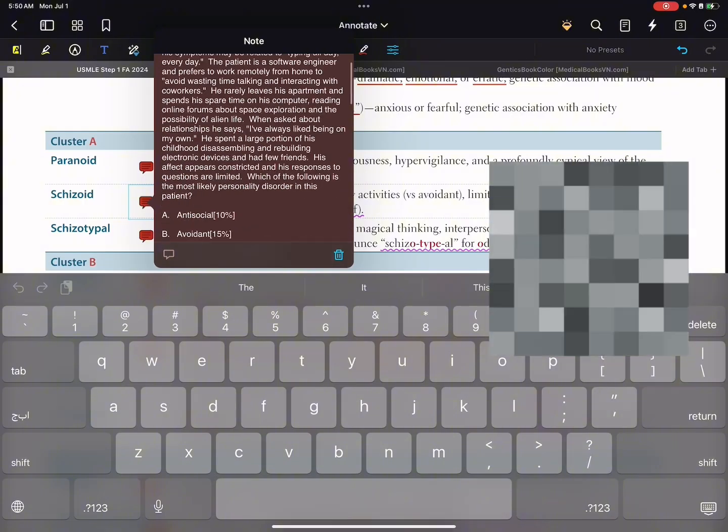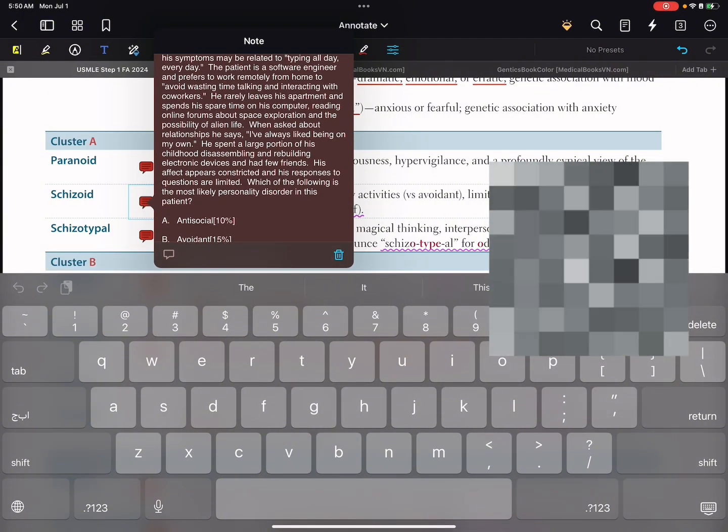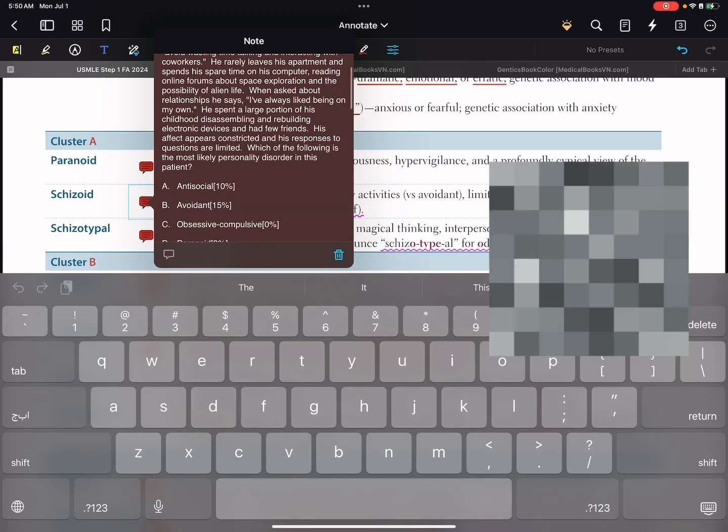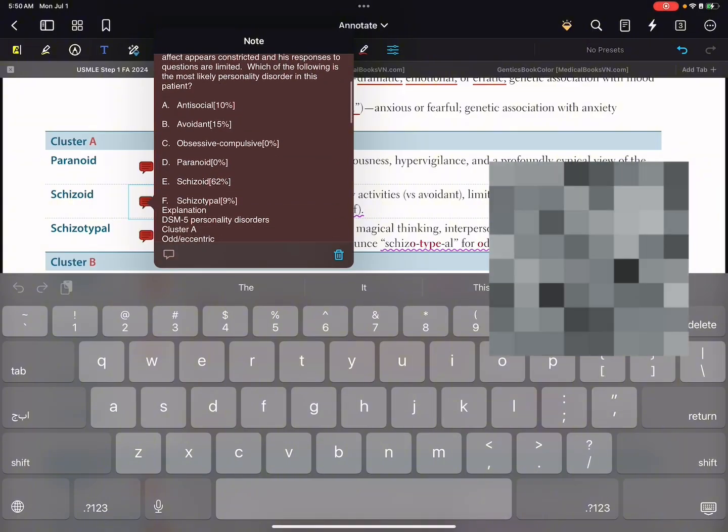So let's see. A 40-year-old man comes to the office for evaluation of discomfort in his wrist. He thinks his symptoms may be related to typing all day. The patient is socially withdrawn and prefers to work remotely from home to avoid wasting time talking and interacting with co-workers. He spent a large portion of his childhood distant, simply building electronic devices, and had few friends. His affect appears constricted. His responses to questions are limited. So this is schizoid. Why is it not schizotypal?